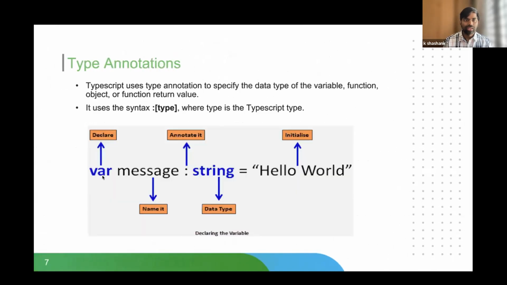Moving ahead, we have type annotation. How are we defining types in TypeScript? TypeScript uses an annotation syntax where we declare the variable with a keyword like let, var or const and give its identifier name, then we annotate it with a colon and define the data type, and then we can initialize it with whatever we want. This is type annotation, and this is how we add types to JavaScript using TypeScript.